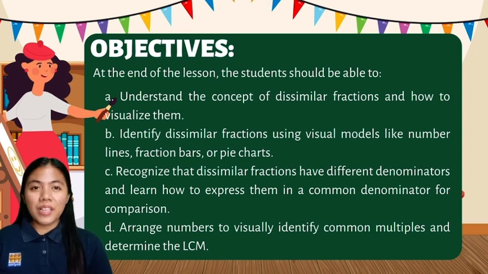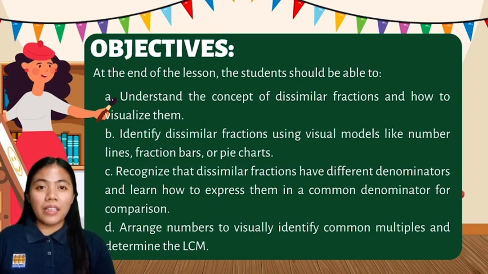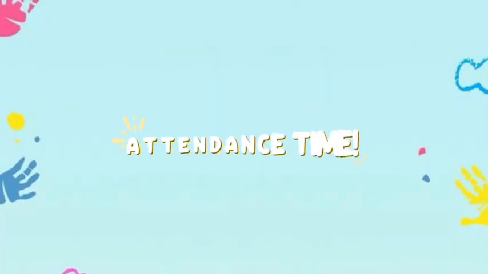Objectives. At the end of the lesson, the students should be able to: first, understand the concept of dissimilar fractions and how to visualize them. Second, identify dissimilar fractions using visual models like number lines, fraction bars, or pie charts. Third, recognize that dissimilar fractions have different denominators and learn how to express them in a common denominator for comparison. And lastly, arrange numbers to visually identify common multiples and determine the LCM.